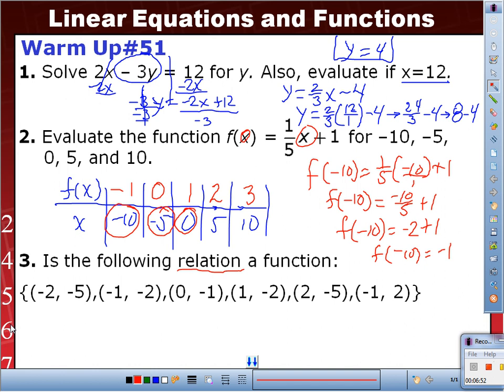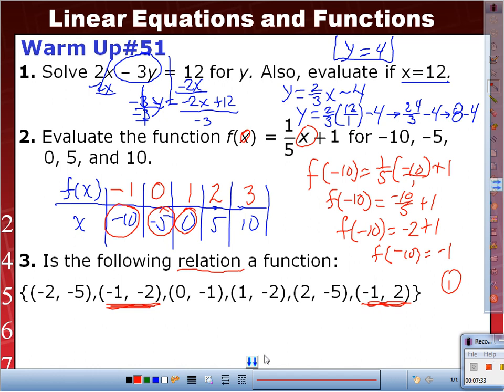First things first, and write this down if you need to. Check to see if any x values repeat. Have you heard what I just said? So that's step one. Did any x values repeat? Which one? -1. So right away, when you see an x value repeat, I want you to underline that point, because that's what's going to tell us if it's a function.